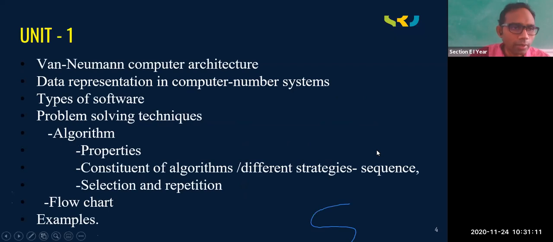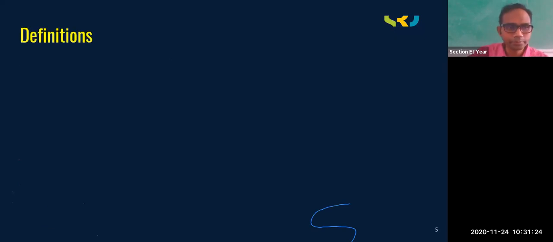Coming to unit 1, you are having von Neumann computer architecture, then data representation in computer number system, types of software. Up to the first 3 parts we are going to study today, and the rest we are going to study in the next lab.